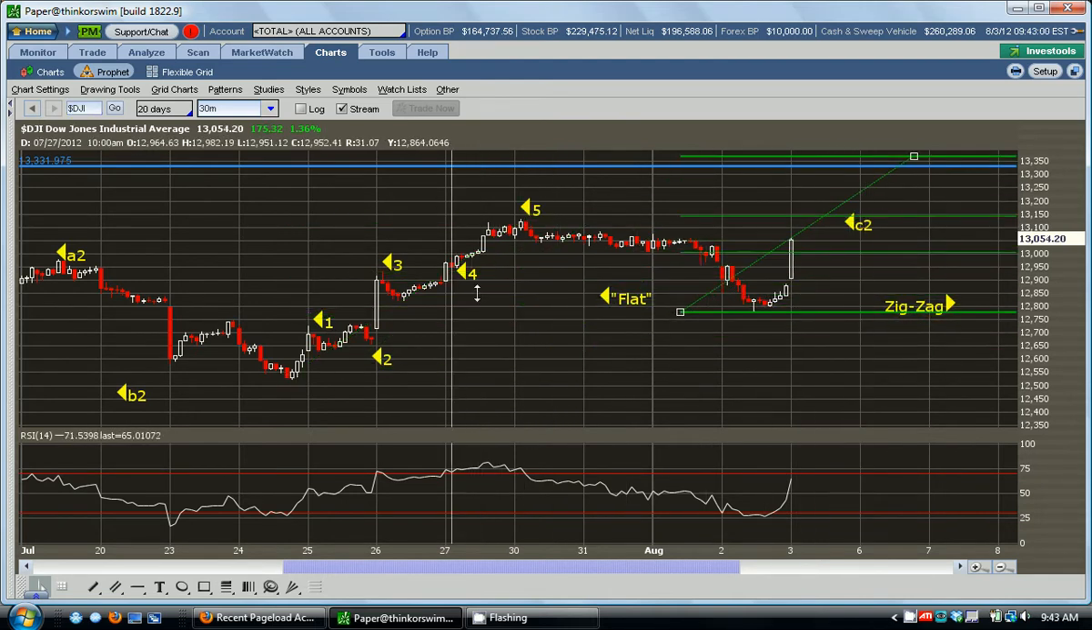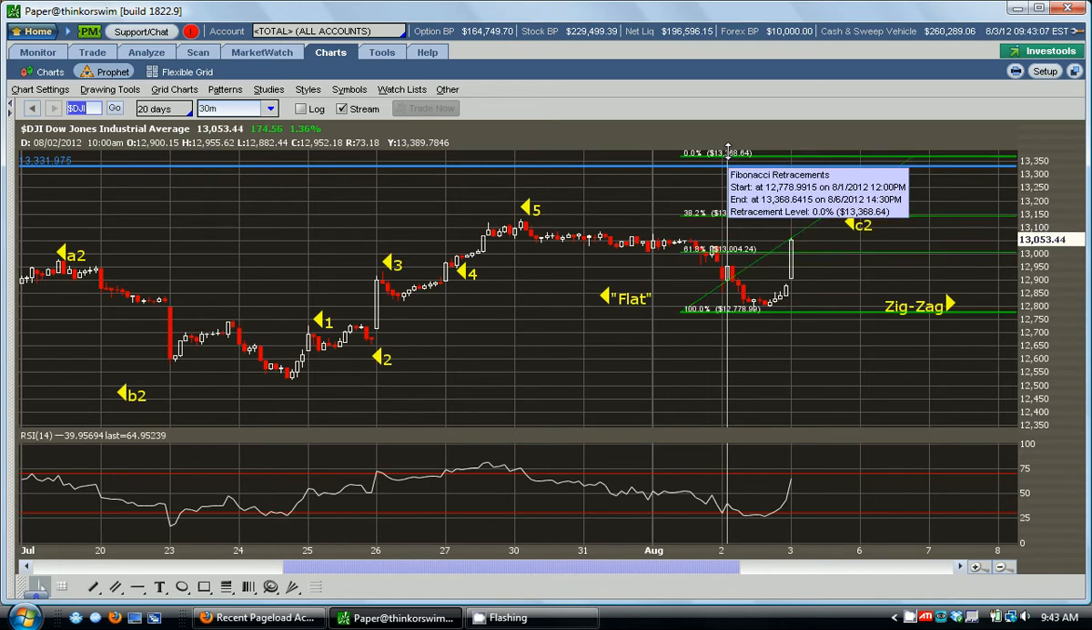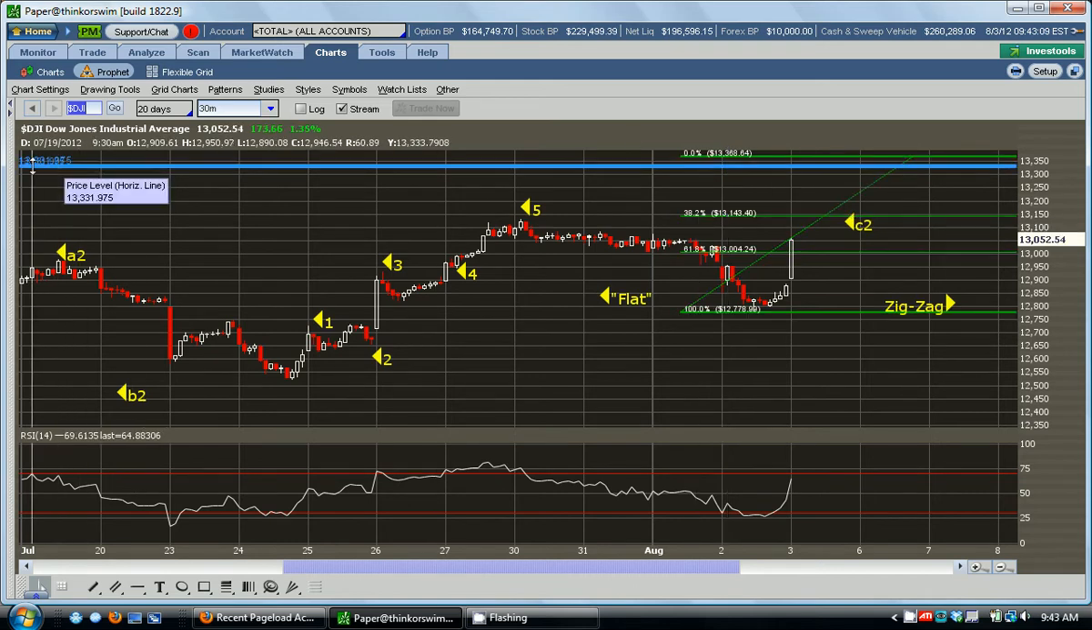But as you see, it actually breaks the 13,331 level that I said would be our maximum bound. So we're going to actually put our resistance level, if we want to do an equality retracement, right in this range around 13,300. So that's our first target.